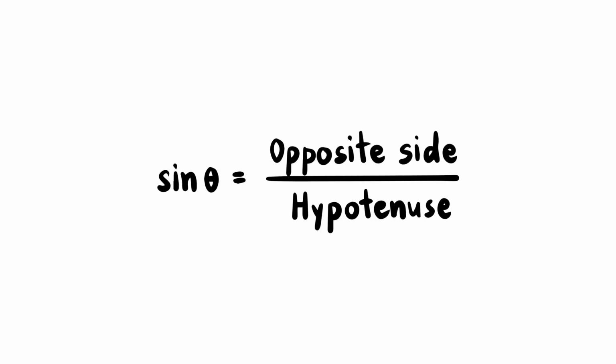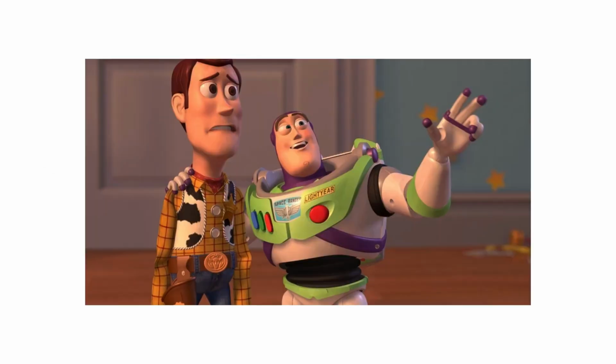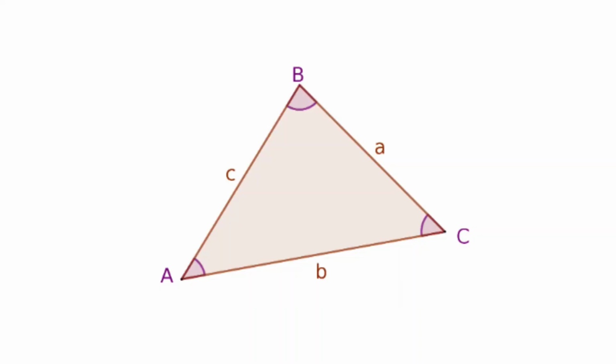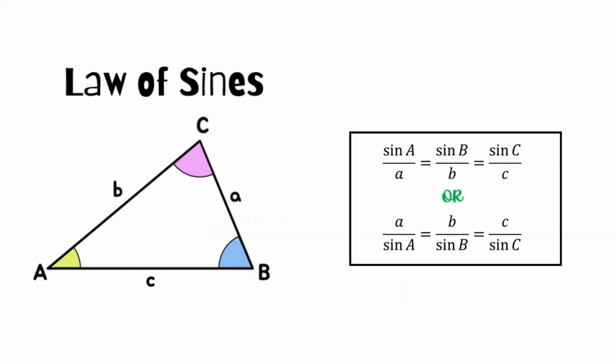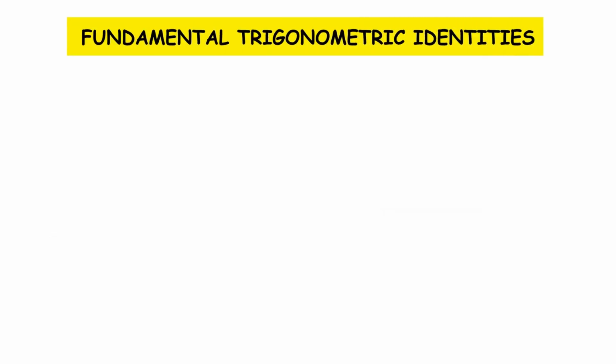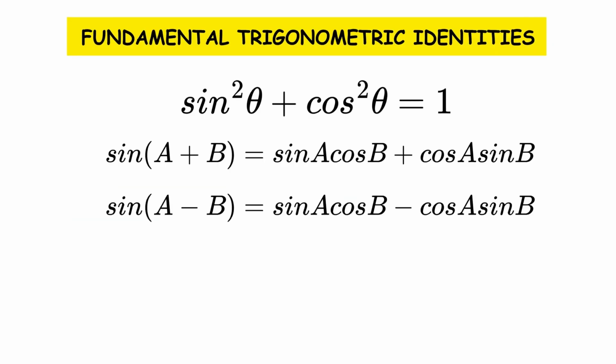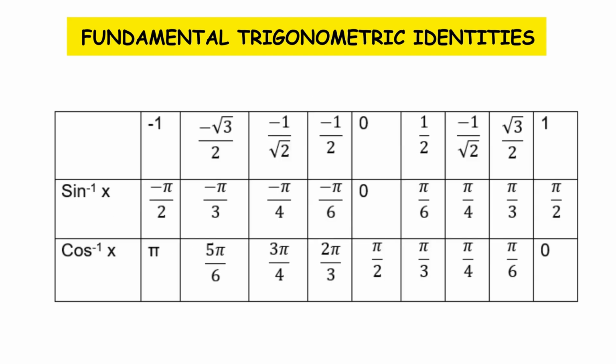For example, sine theta equals opposite over hypotenuse. It expresses the ratio between the side opposite an angle and the hypotenuse. In addition to solving right triangles, it addresses oblique triangles through laws such as the law of sines and the law of cosines. It includes fundamental trigonometric identities such as sine squared theta plus cosine squared theta equals 1, sum, difference, and product formulas, as well as inverse functions to determine angles from known ratios.